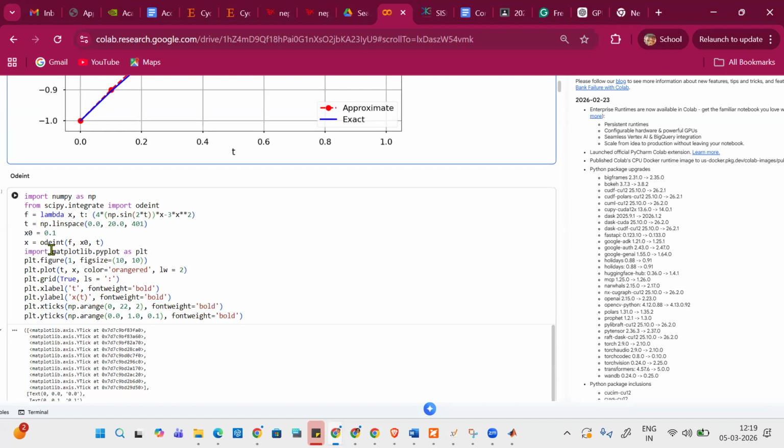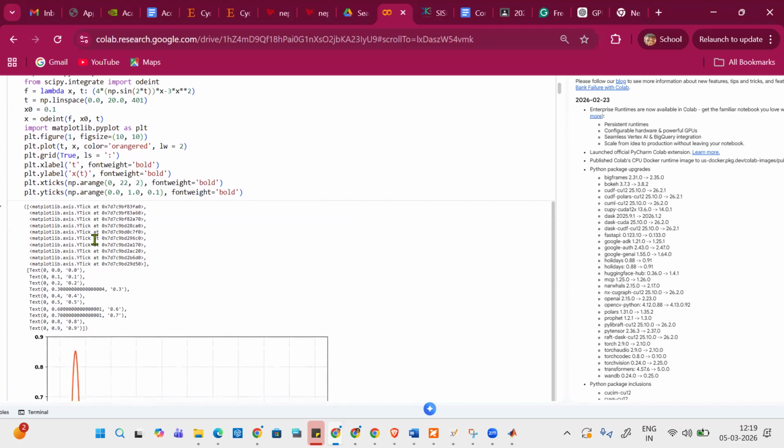And I am doing x equal to odeint, and I am passing some inputs. I am passing the function, the lambda function. I am saying what is the initial condition, that is x naught, that is 0.1. And I am passing the array t, that is np.linspace. So it's an equispaced grid. I am passing the values of the independent variable t, 0 to 20 in 401 steps, and I am stating the initial point also.